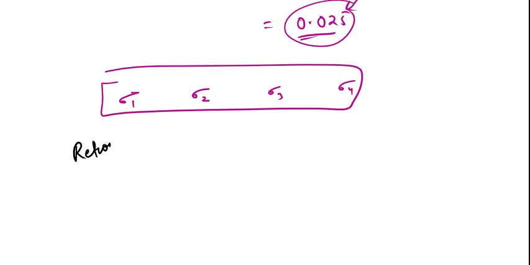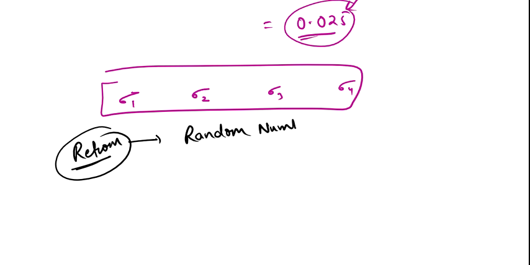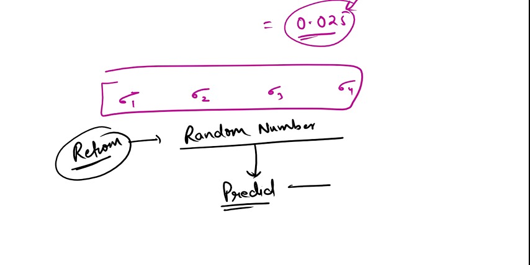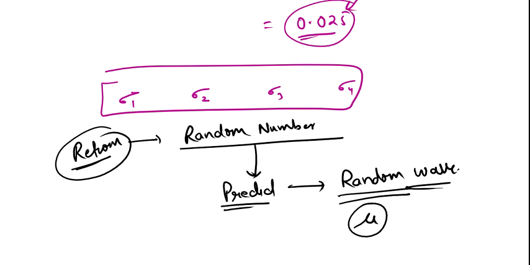When you are talking about the return which you are going to get in reality, it is actually a random number. And when my returns are following random numbers, what is the reality? The random numbers you cannot predict. You cannot predict the random numbers because they follow a random walk. So in reality you cannot predict the expected return, that is mu. Why? Because the returns are random numbers.